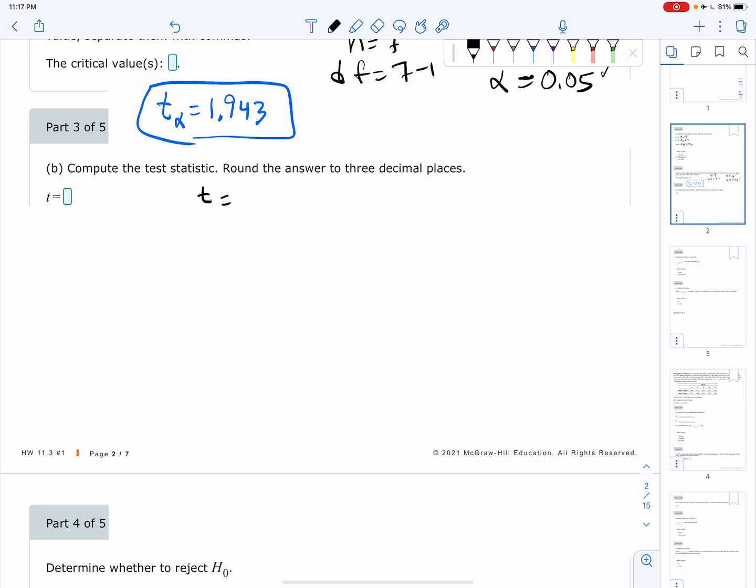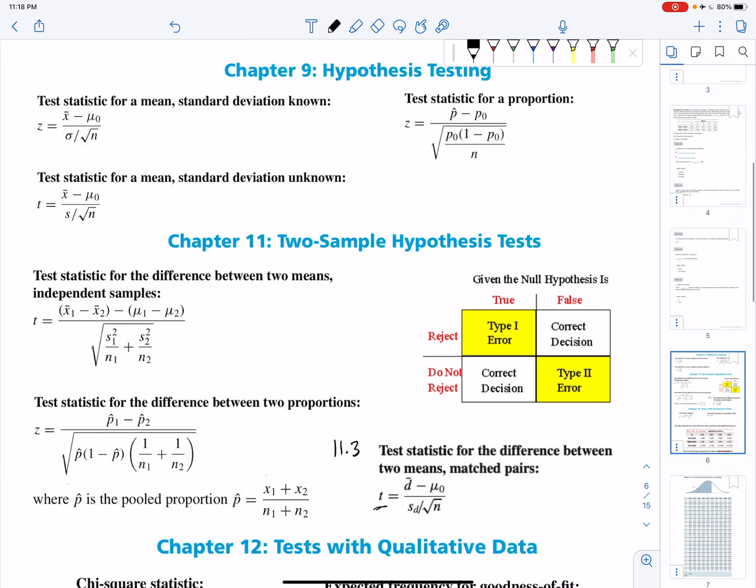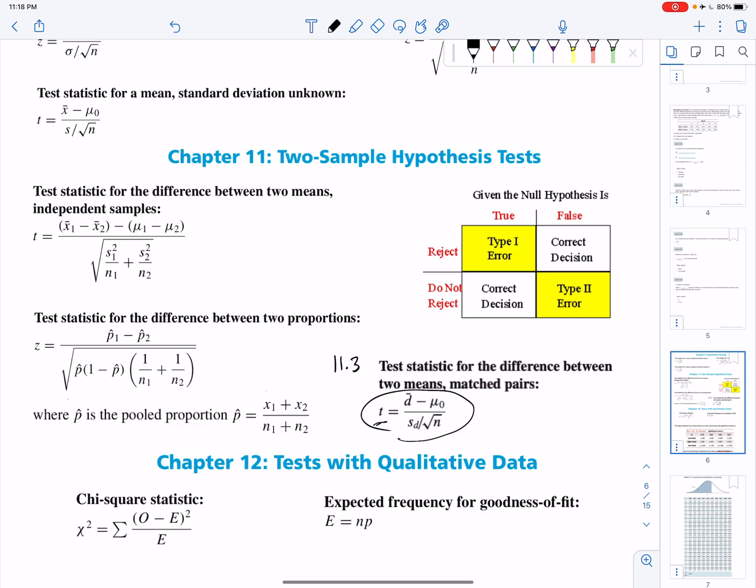The formula for our test statistic: we're going to need d bar, which is the sample mean of the differences, minus mu naught, which usually is 0. And this is all divided by the standard deviation of the differences, divided by the square root of the sample size. Make sure you're clean with your calculator work there. So that's the formula we have to find our test statistic. How did I know that? Because I just copied it right from our notes.